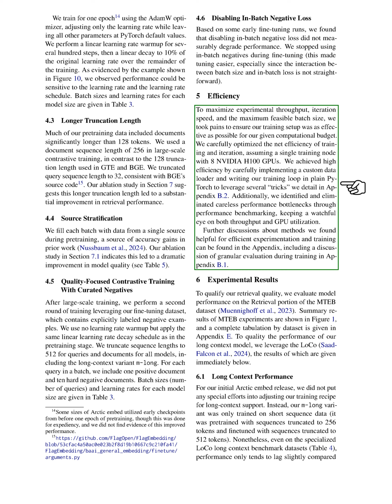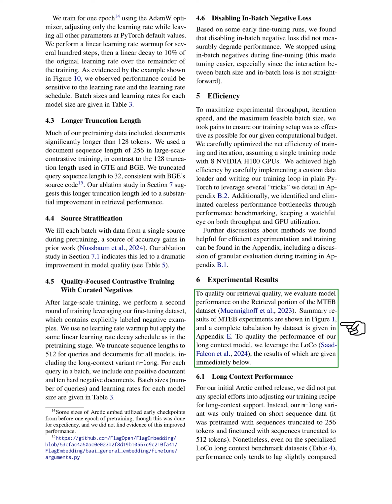To enhance our experimental efficiency, iteration speed, and maximum feasible batch size, we optimized our training setup within our computational constraints. We focused on maximizing training and iteration efficiency, assuming a single training node with 8 NVIDIA H100 GPUs. By implementing a custom data loader and writing our training loop in plain PyTorch, we were able to achieve high efficiency. We also identified and removed performance bottlenecks through benchmarking, ensuring optimal throughput and GPU utilization.